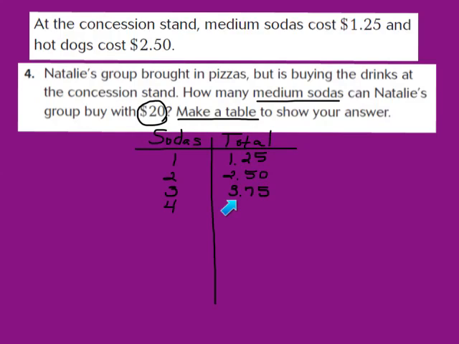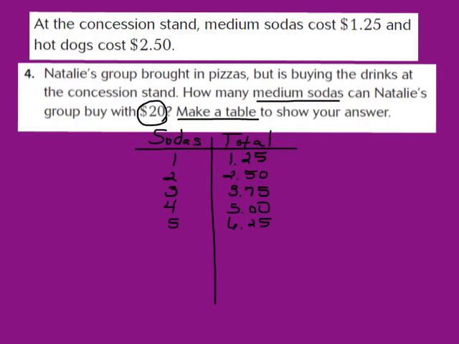Now, when I add $3.75 plus the $1.25, which is how much it costs for one medium soda, that's going to take me to $5. So I'm going to write down my $5. And I know once again that I have to continue because we're trying to get to the $20. So I'm going to go ahead and add another soda. So here's 5 sodas. Now, when I add $5 plus $1.25, that's going to take me to $6.25. So I'm going to write that amount down. Here's my $6.25. Once again, I can't stop yet because we're trying to reach the 20.